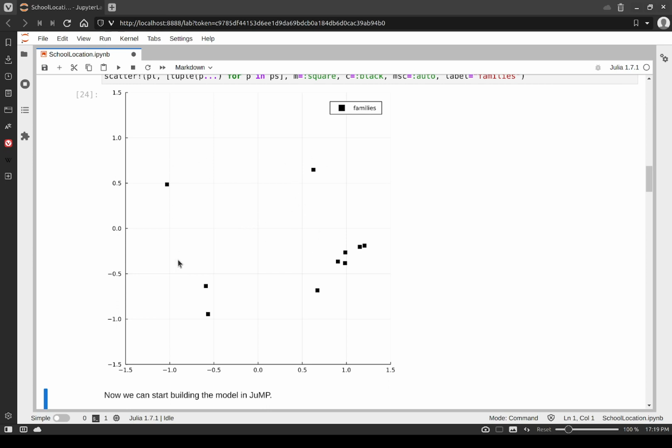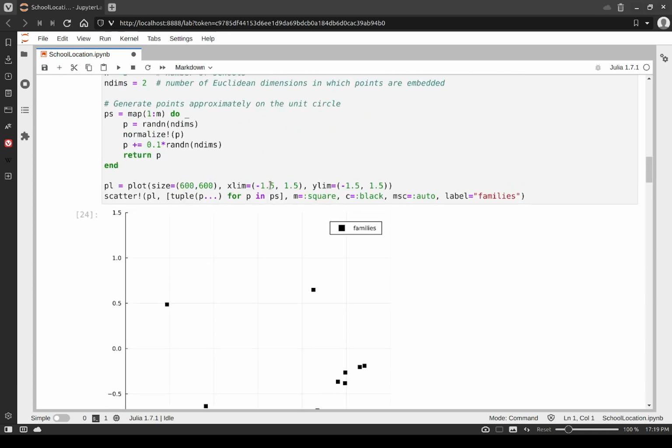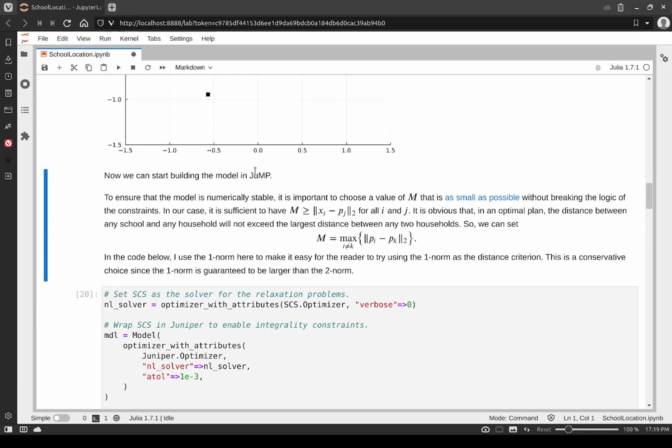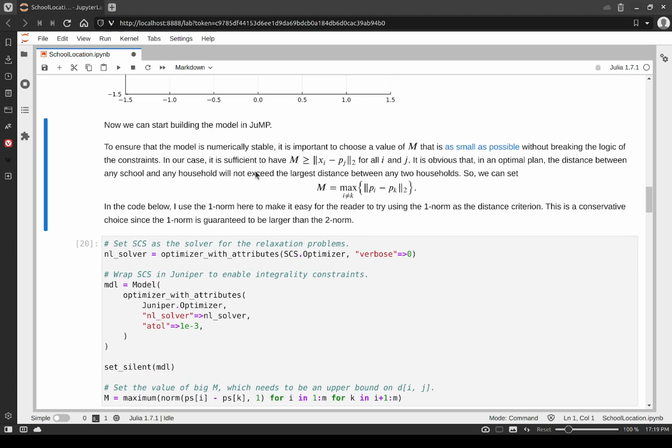So you end up with an interesting problem with some different kinds of neighborhoods in it if you generate random points like this. And now we're going to go ahead and try building the model in the JuMP language.